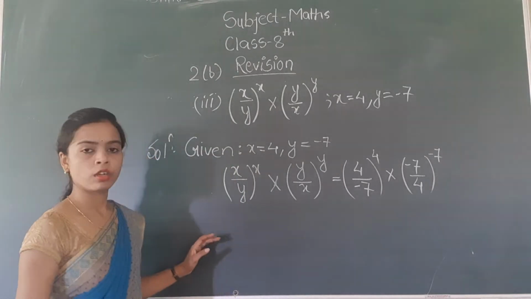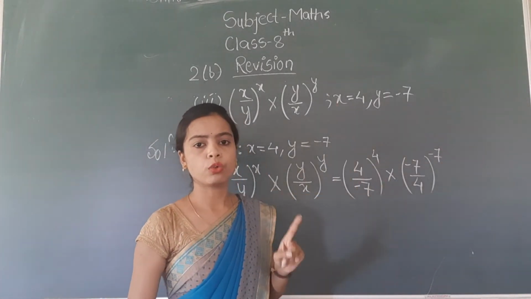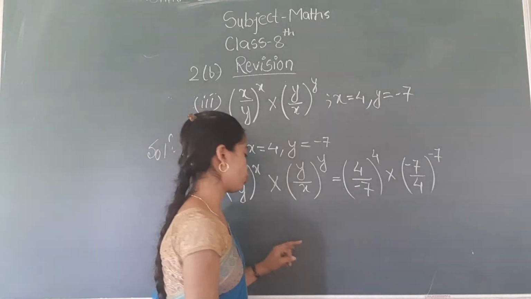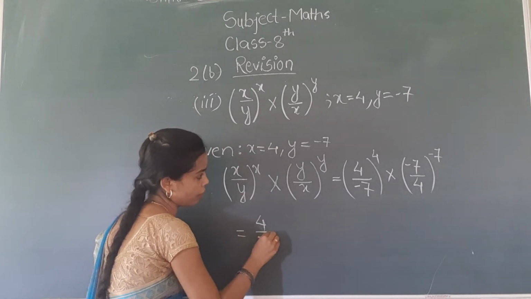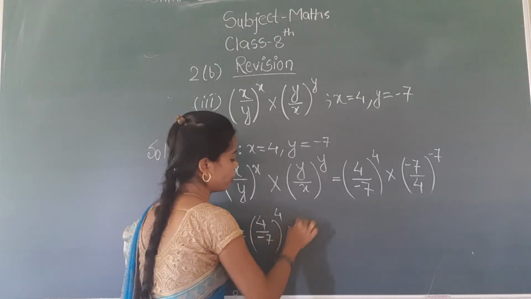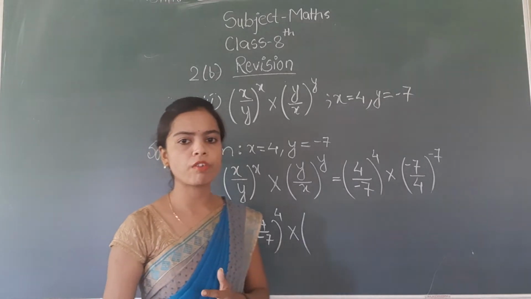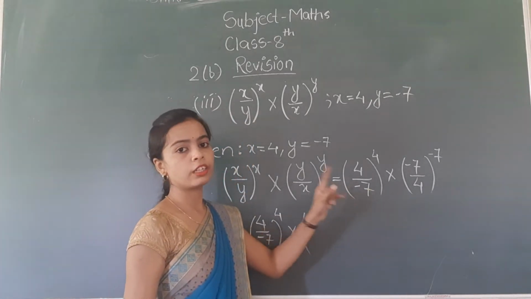Okay, now here your power is negative. You have to make it positive. So what will you do? You will write it as (4/-7)^4, first fraction as it is, multiplied with the second fraction. If we have to change a negative power to a positive power, what we have to do is write the reciprocal.